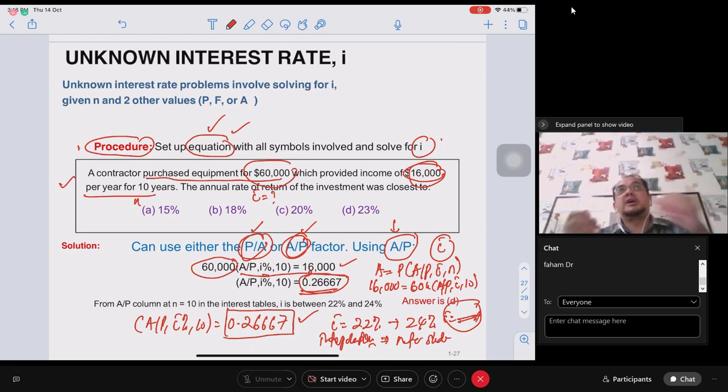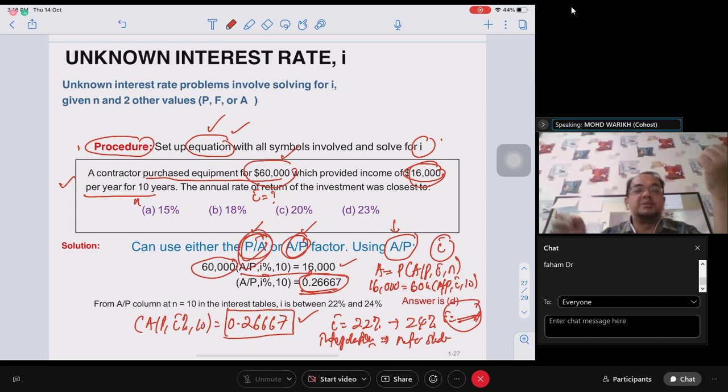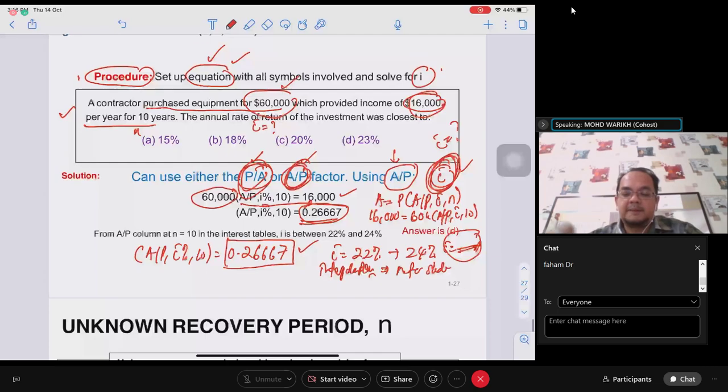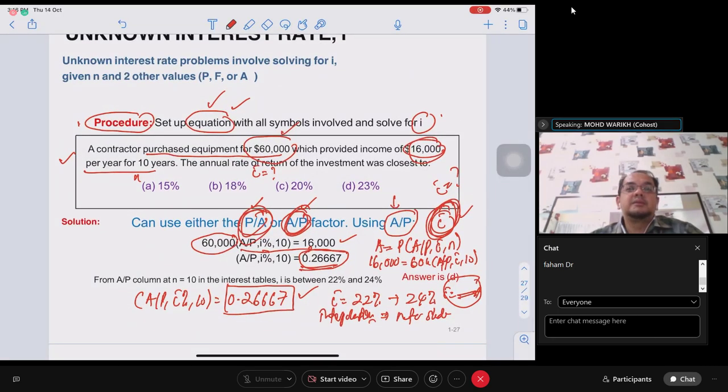You don't have to find P or find A. The numbers are given. P is given, A is given. So you can use either one, P over A or A over P. No matter at all, because the aim is you have to find the I. This is our aim. Any question?